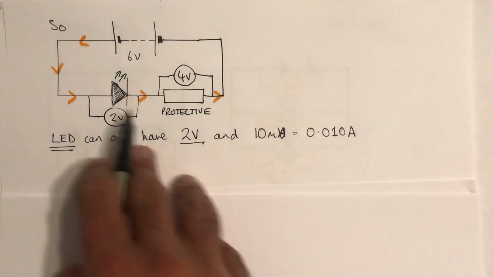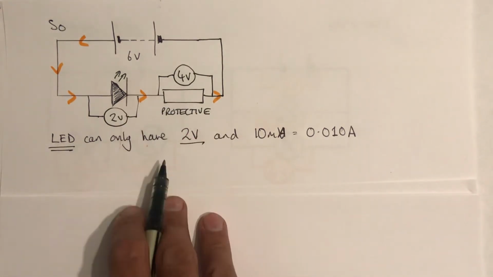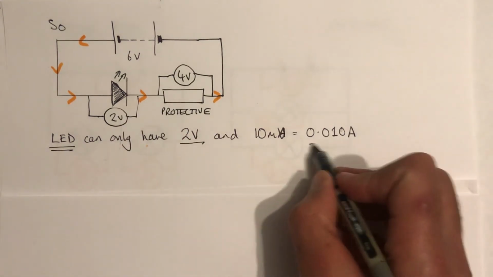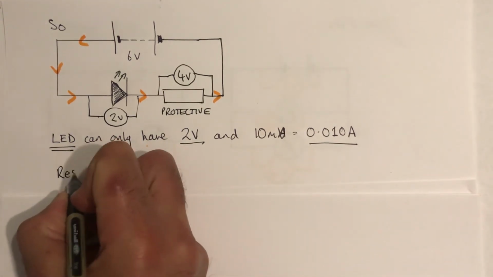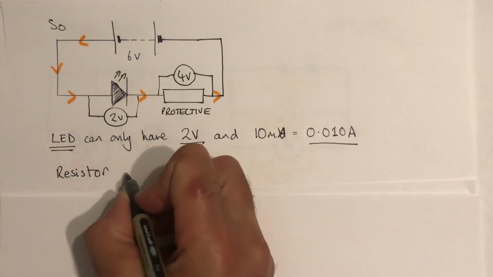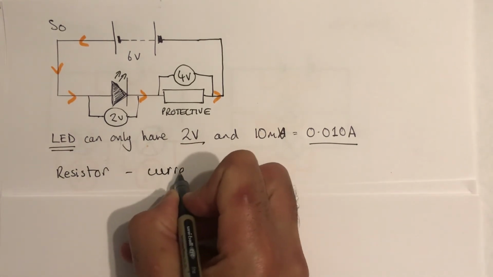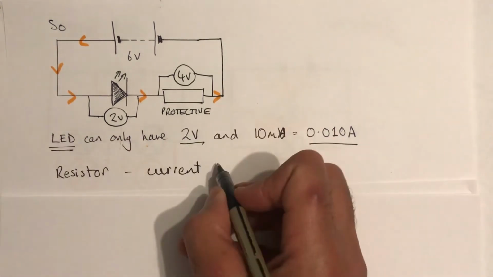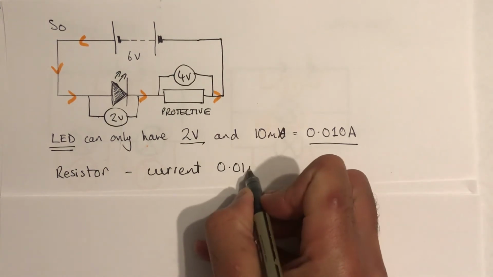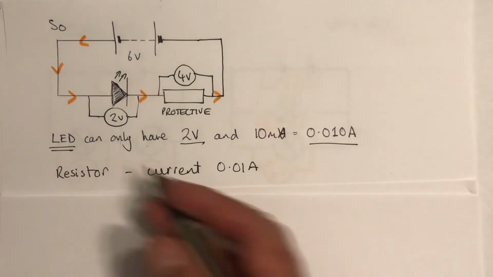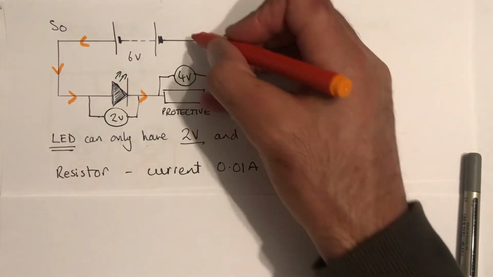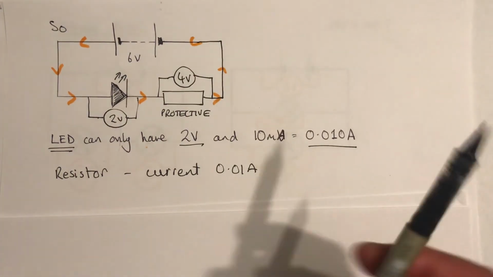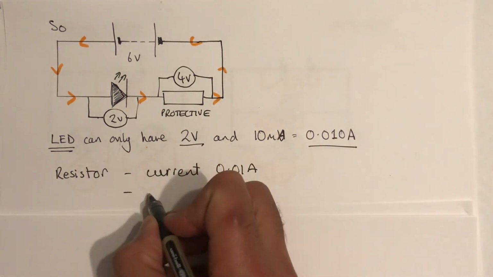So here's my protective resistor. What do I know about the protective resistor? Well, I know that ideally it's going to have a current of 0.01 amps. So in the resistor, I know that to make my LED happy, I only want 0.01 amps at any point in the circuit. Well, because there can only be one current in a series circuit, the same current everywhere. And I know that it's got 4 volts across it.